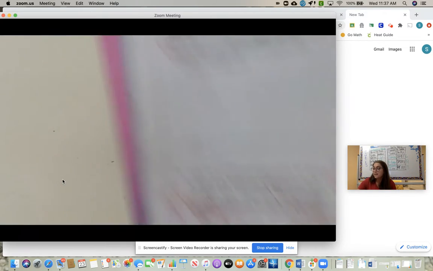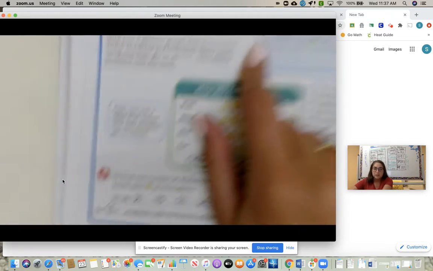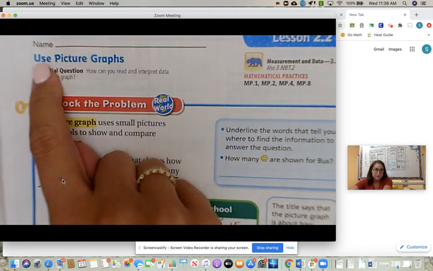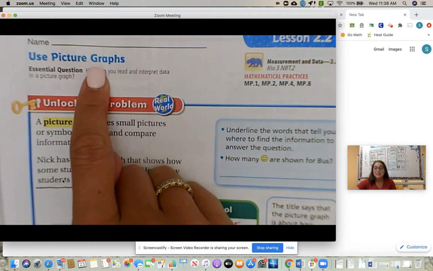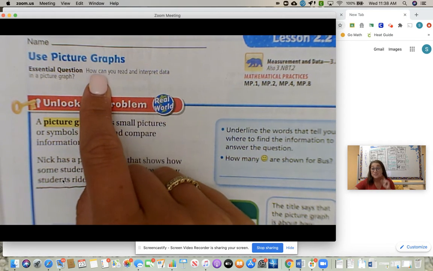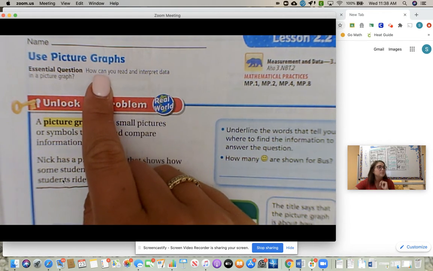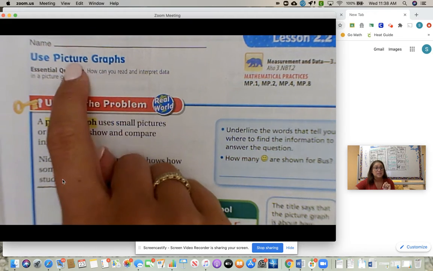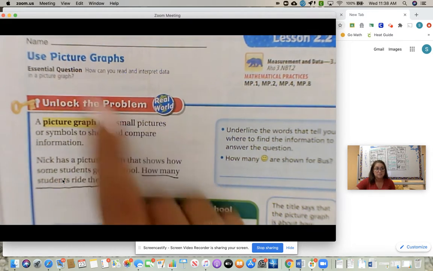So if you turn to page 67, 6-7, and I don't want you to try this, I just want you to follow along. We are looking at picture graphs. We have done tally tables. We have done a frequency chart or frequency table. Tallies use tallies. Frequency tables, they use numbers. Picture graphs use pictures. Okay?